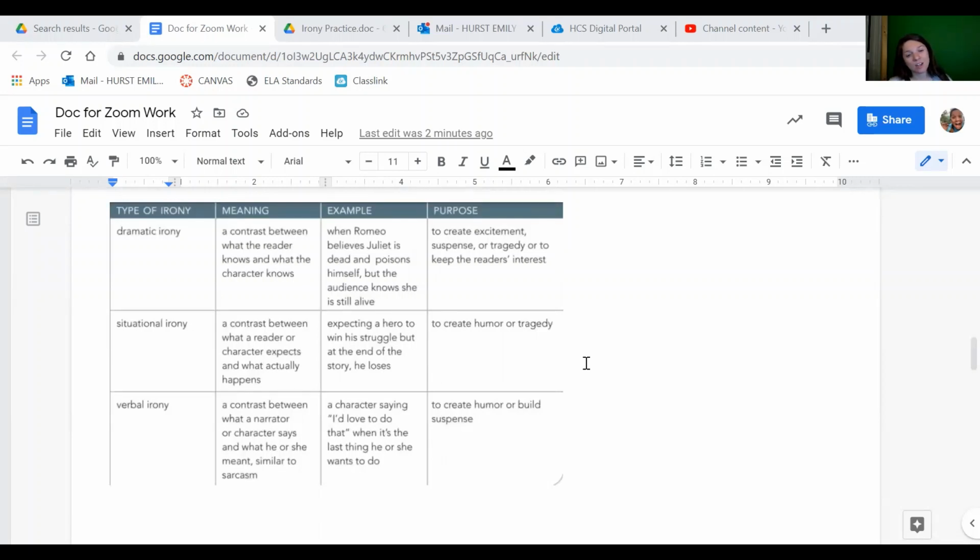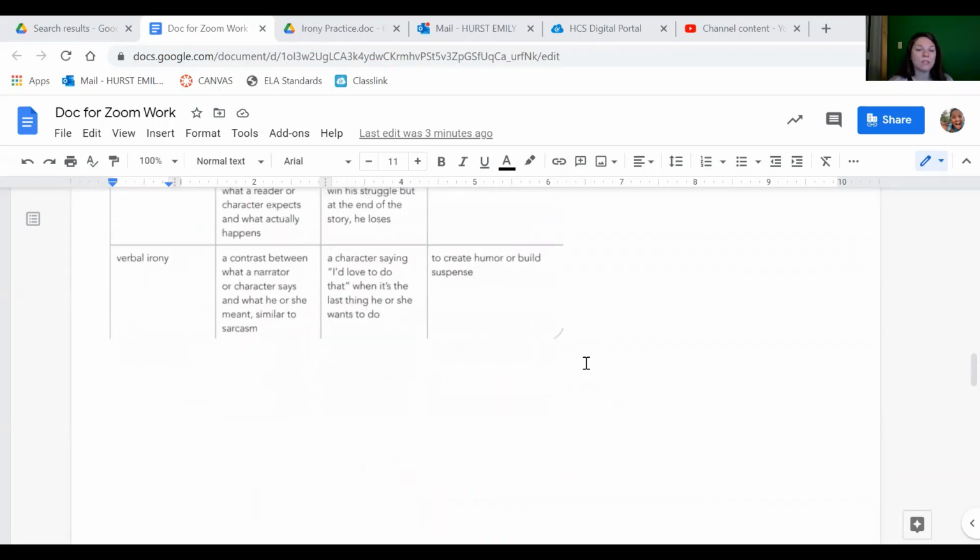Situational irony is a contrast or a difference between what a reader or character expects and what actually happens. So when you think a hero is going to win, but at the end of the story, he loses. This can either be funny or it can make you really sad. And then verbal irony, that's when a character or a narrator says one thing but means another. Like a character saying, "I'd love to do that," when it's something he really doesn't want to do. That is usually to create humor, sometimes to build suspense.